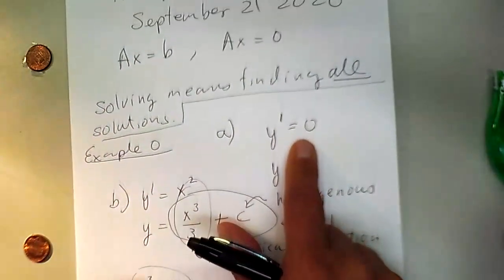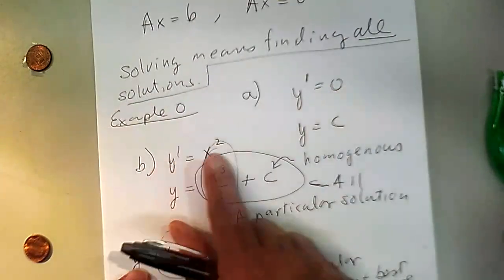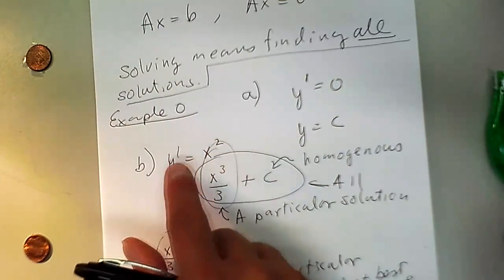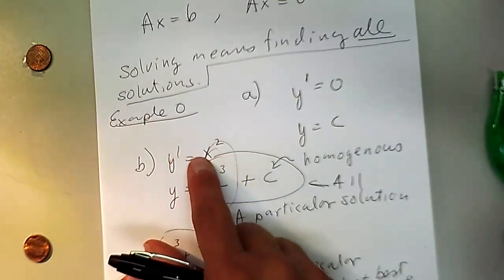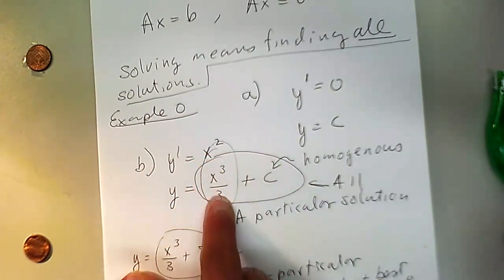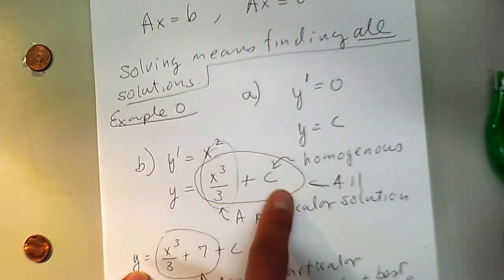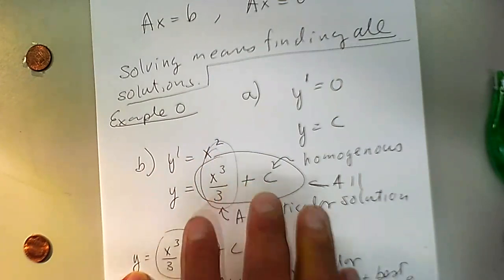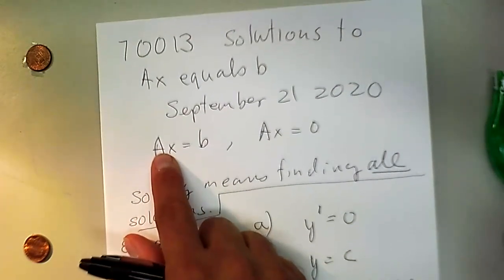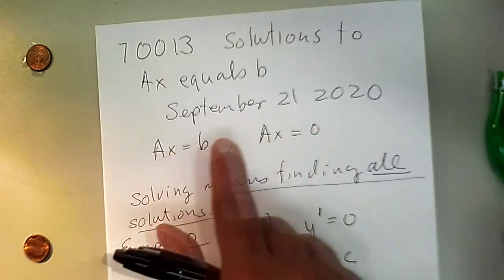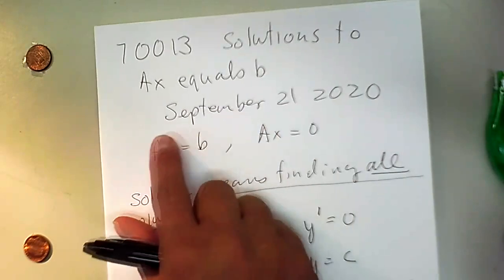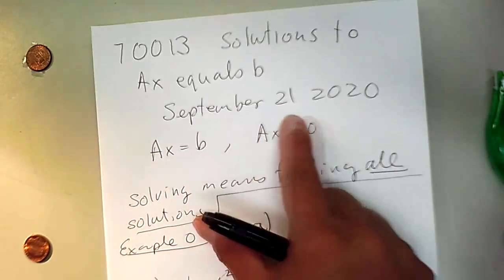So this is called the homogeneous problem. This is the non-homogeneous problem, or a non-homogeneous problem, because there are many non-homogeneous problems. And the way we solve that problem is by providing a particular solution plus all the homogeneous answers. Very, very important. That's exactly how it's going to happen here with matrices. You're going to be given the non-homogeneous. This is called a homogeneous problem.